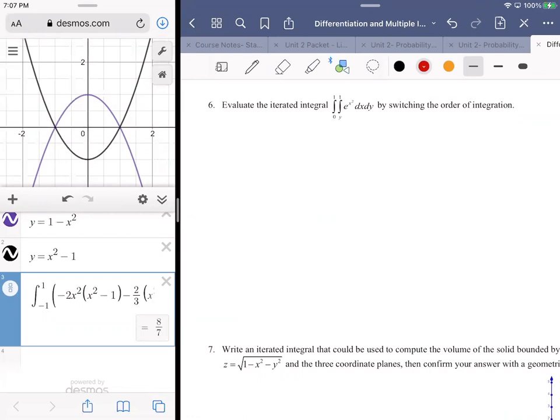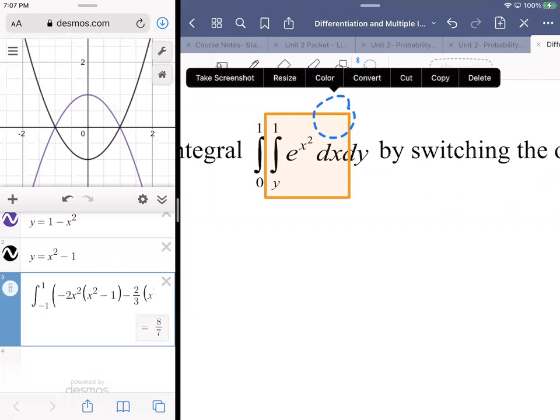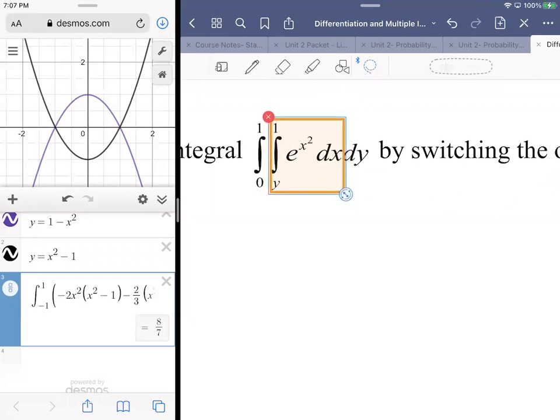It's really more so, honestly, take a look at this innermost function. At first glance, it may look like something you can integrate. If you know how to integrate this, then by all means, go for it. e to the x squared. If it were e to the 2 squared or e to the 2x or something like that, then I'd be all over it. I'd say forget about switching the order of integration. I'm ready to go with this as is.